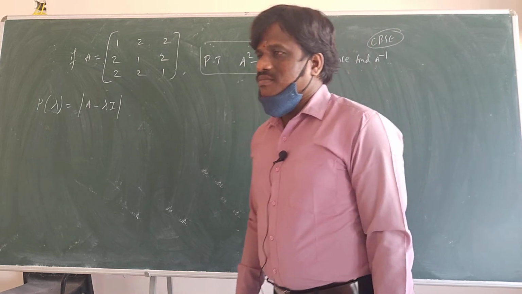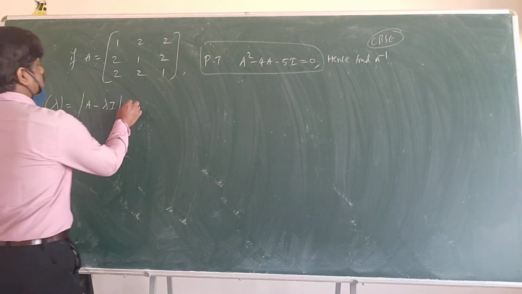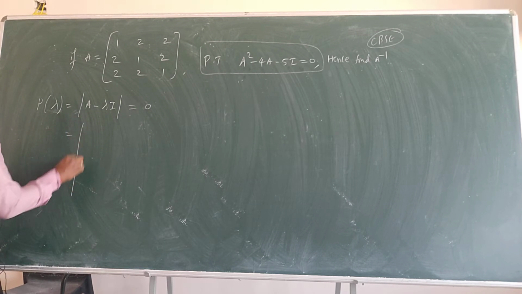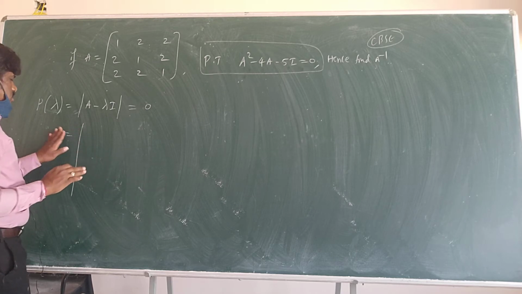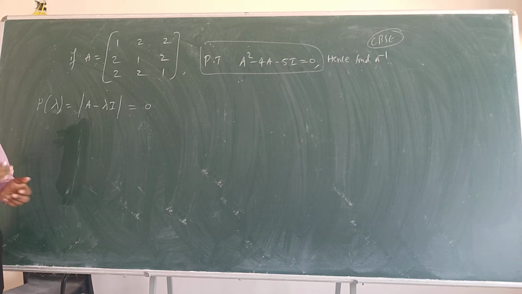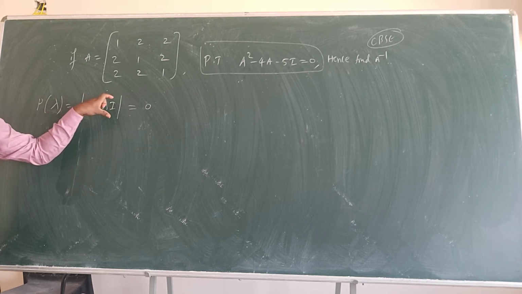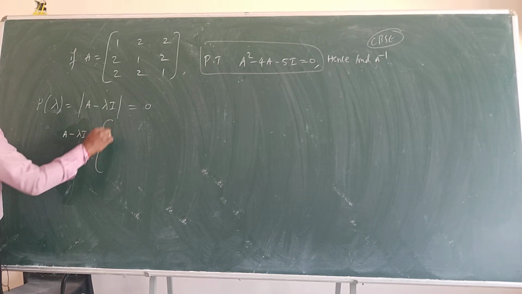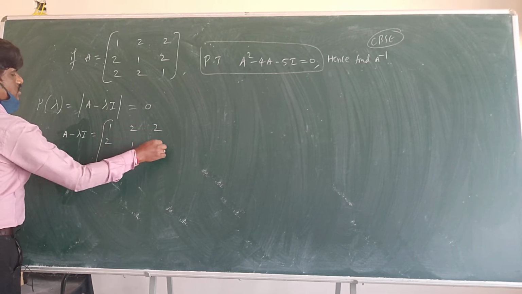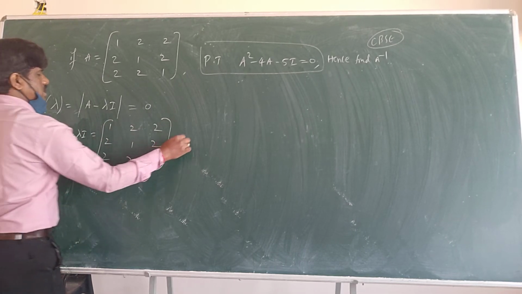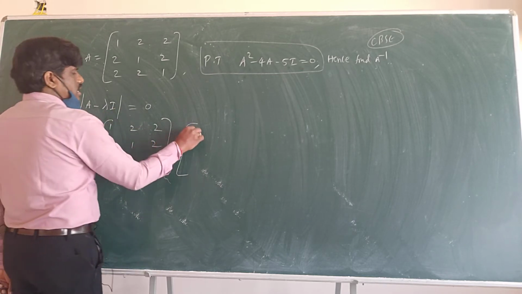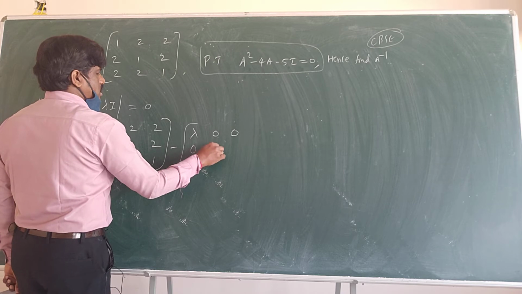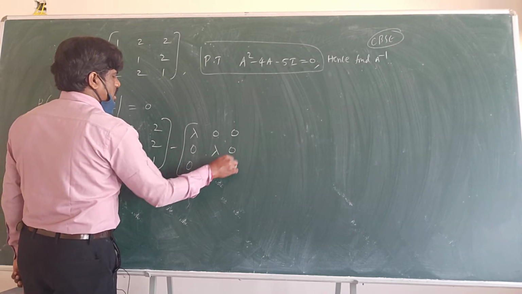Very simple now. What will we write here? This is equal to what is A? Can I do one thing? No, I will put it in later. You will be confused otherwise. I'll separately find it, then I'll put it in the lambda. Right? So A minus lambda I is equal to what is A here? [1, 2, 2; 2, 1, 2; 2, 2, 1] minus lambda into I, which means [lambda, 0, 0; 0, lambda, 0; 0, 0, lambda].